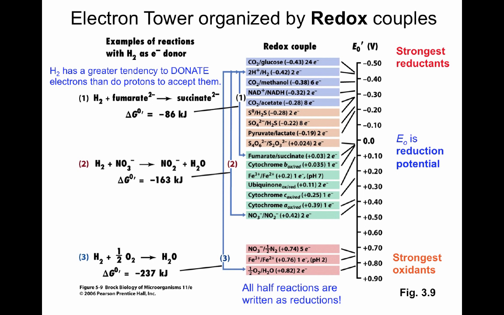So this is one of the indications that we have a really good relationship between the difference in redox potential and the amount of energy that you can get from a redox reaction. So the greater the distance between the electron donor and electron acceptor, the greater the amount of energy that you're going to generate.